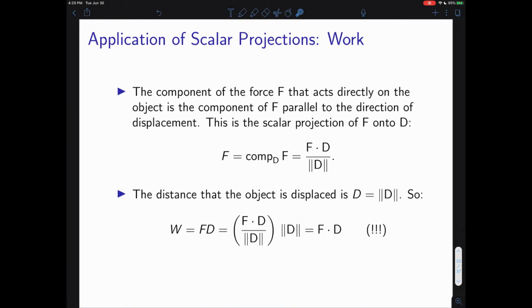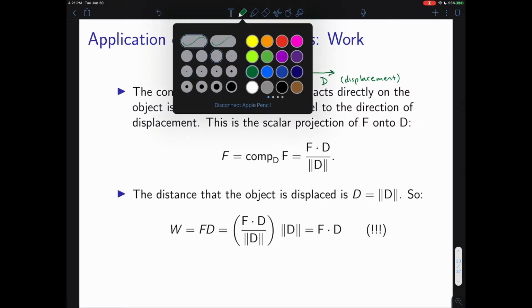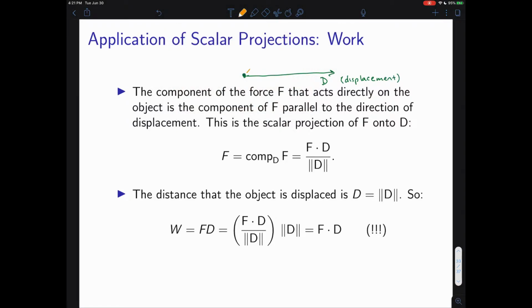The answer is that the component of force that counts for work, in other words, the component of the force that acts directly on the object, is the component of F parallel to the direction of displacement. So the picture here is, I've got some displacement d, an object that's moving along this vector. And then we've got a force that doesn't necessarily point in the same direction. We'll do some examples next.